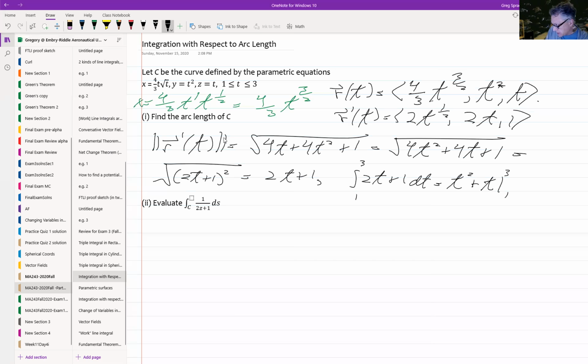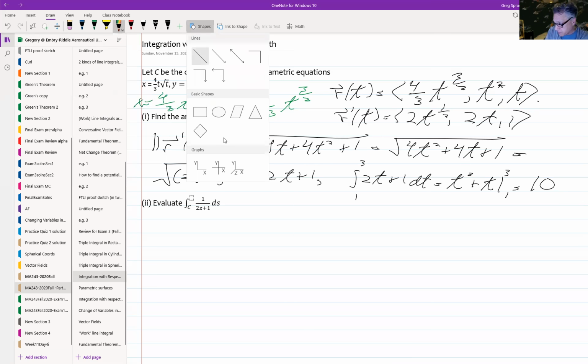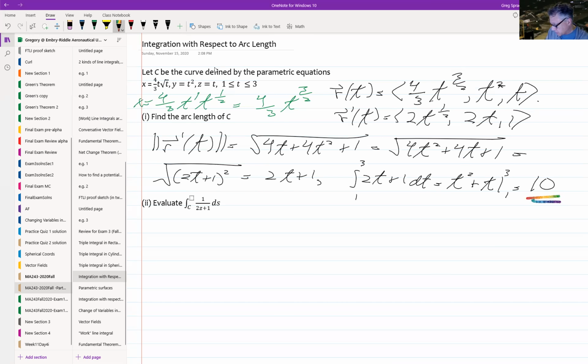That integral is a piece of cake. 12 minus 2 is 10. So the final answer is 10. It's an arc length, so it has to be positive. Unfortunately, we got a positive answer.